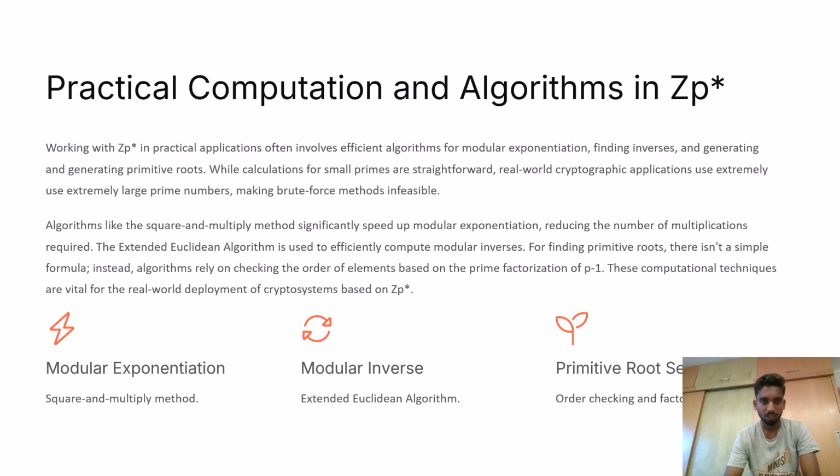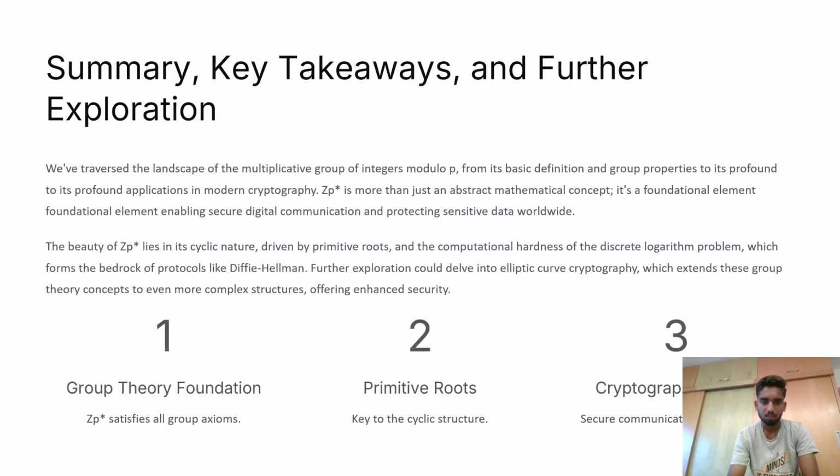For finding primitive roots, there isn't a simple formula. Instead, algorithms rely on checking the order of elements based on the prime factorization of p minus 1, where you can see modular exponentiation, modular inverse and primitive root sets.